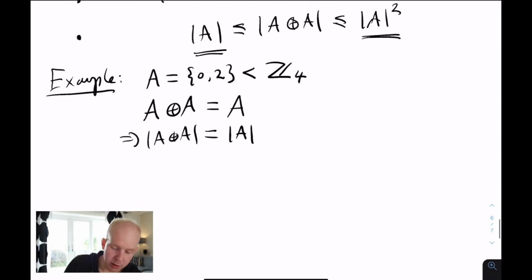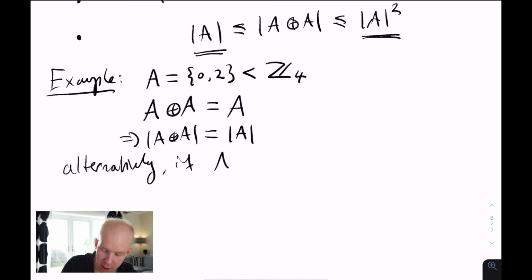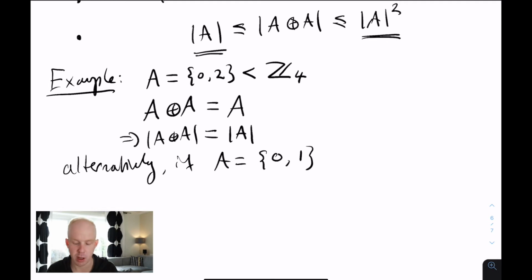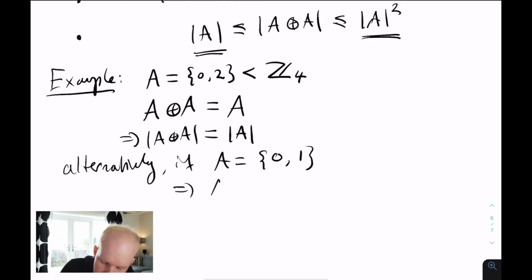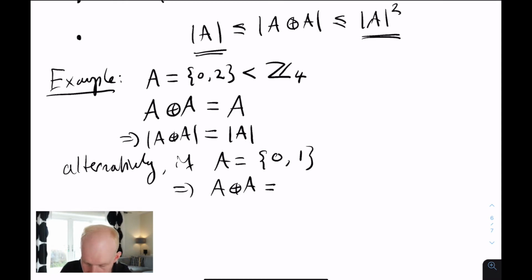But alternatively, if we take A to be {0, 1}, which is not a subgroup, then we get that A plus A contains all the possible sums. So of course we have 0 and 1 there, but we also have 1 plus 1, which is 2.